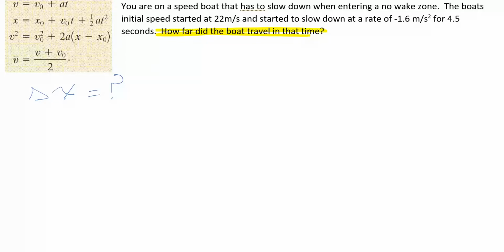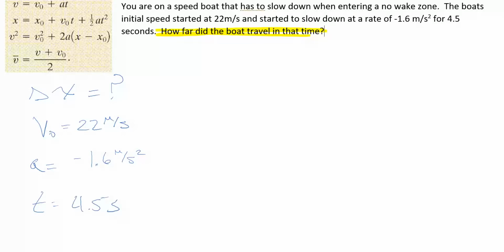Now let's look at what is provided. We know our initial starting speed is 22 meters per second. So V0 equals 22 meters per second. I know that I have a rate of deceleration of 1.6 meters per second squared, so acceleration equals negative 1.6. Make sure you have that negative sign out there. And I know time is equal to 4.5 seconds.